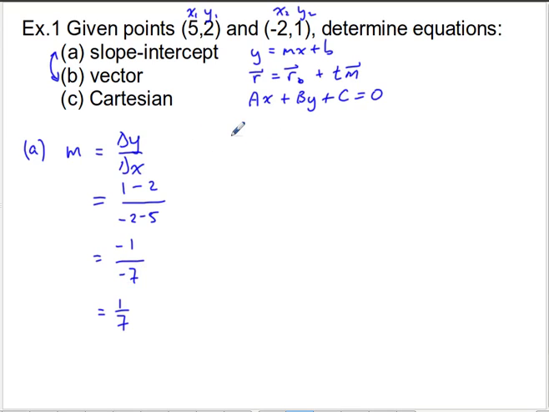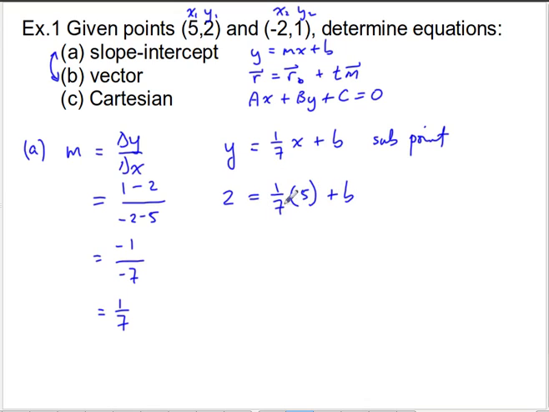From here, I can now write my equation y is equal to 1 over 7x plus b, and then I just need to sub a point into that. Either of these points will do. I'll just use the first one. My y coordinate is 2, 1/7 times my x coordinate, which is 5, plus b.